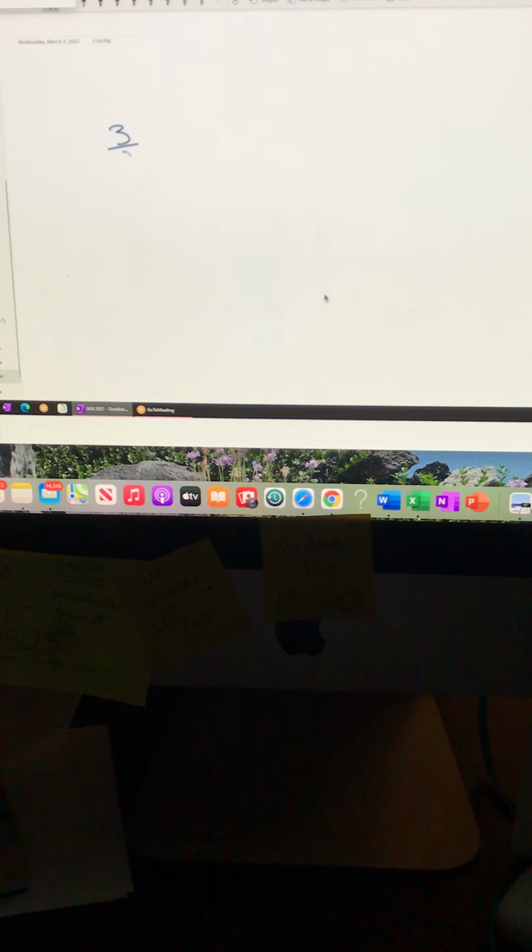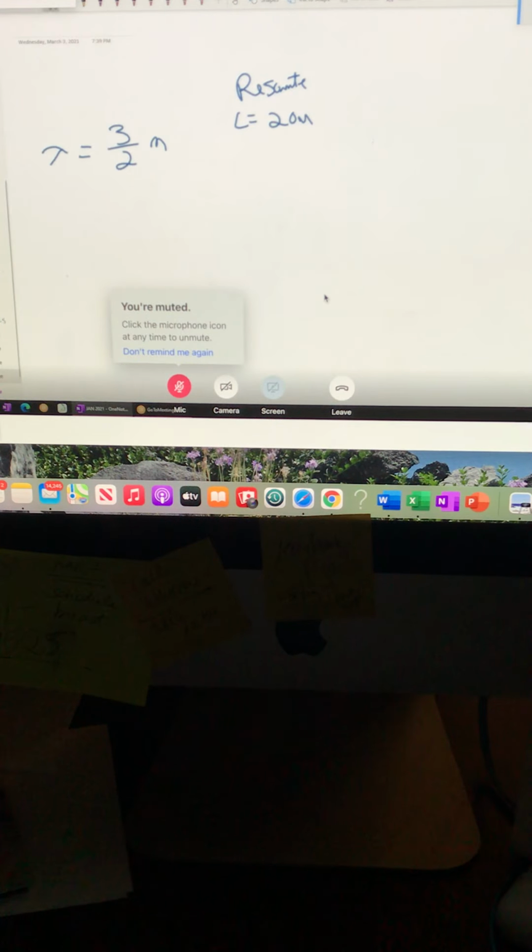Can a 3/2 meter wave, so a wave with a wavelength of 3/2 meters, can it resonate in a 20-meter long pipe? You ever wonder that? Can a 3/2 meter wavelength wave resonate in a 20-meter long pipe? You ever wonder that? Me too.